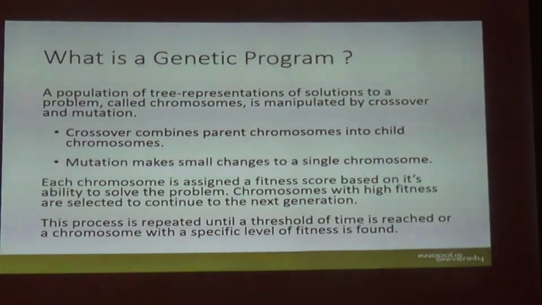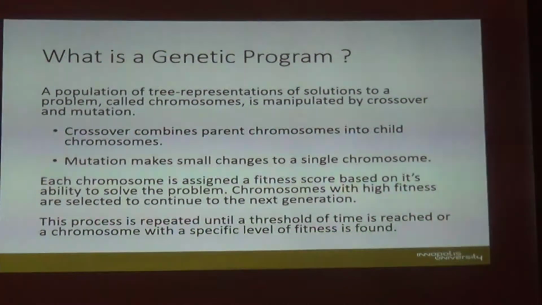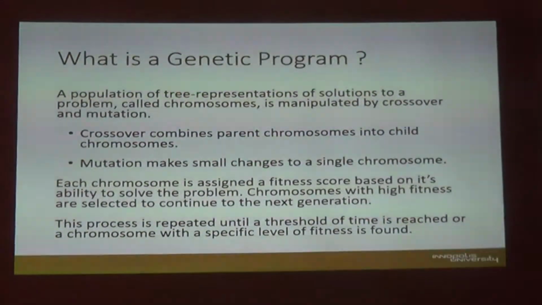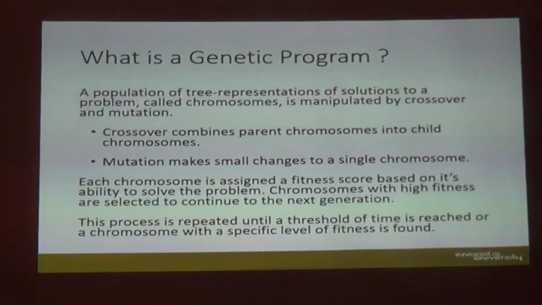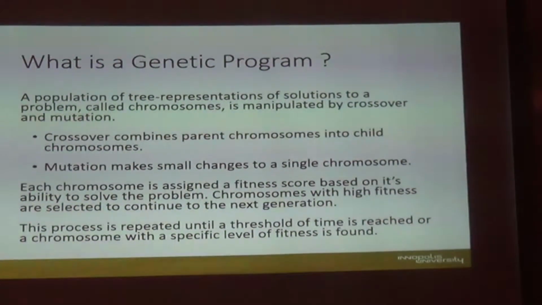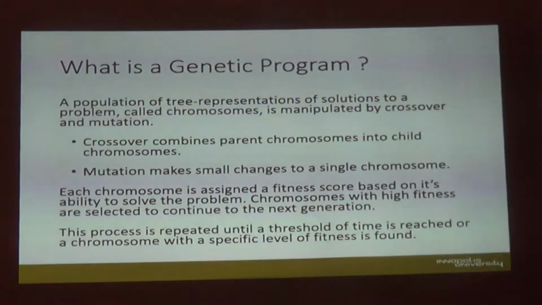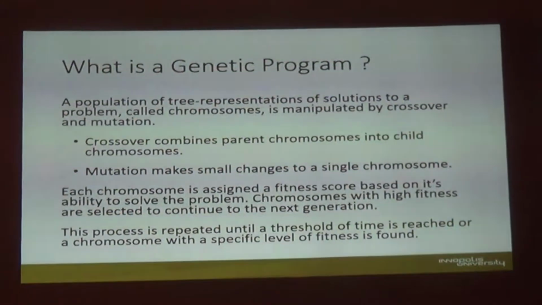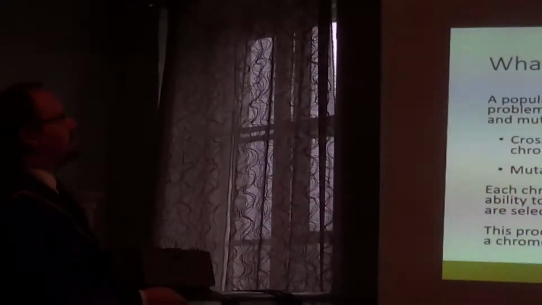So each chromosome is assigned a fitness score. Our fitness score could be, this persona really likes it, or this persona really hates it. It's based on the ability to solve our problem. And our problem is, build a cool level, whatever cool level is. So we need a good definition of that. Chromosomes with a high fitness are selected to continue on to the next generation. The process is repeated until either a threshold of time is reached, you have 5 minutes to build this level while I have my loading screen, or a chromosome with a specific level of fitness is found. I'm happy with this level at this point.